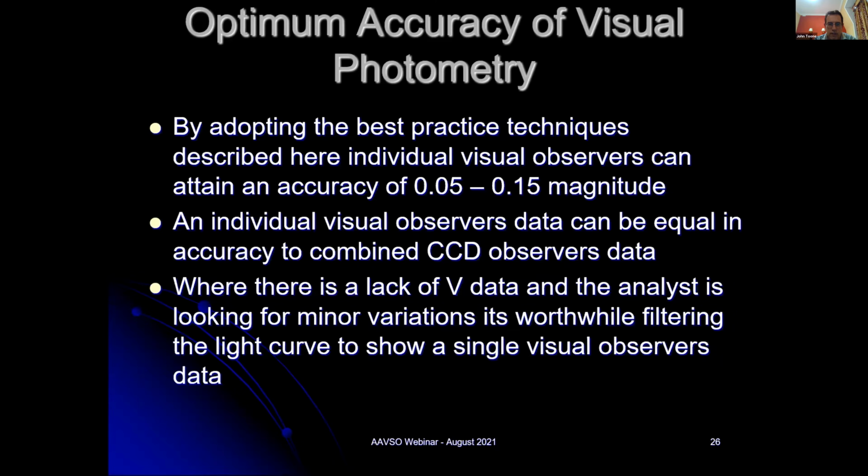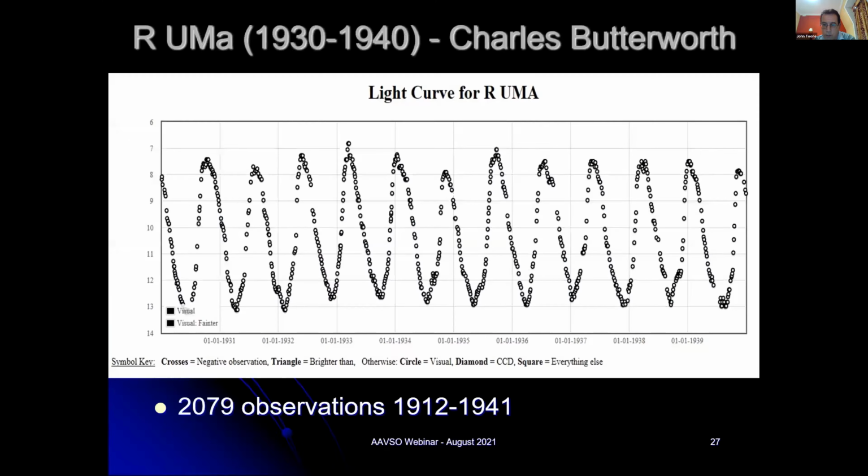I would say that an individual visual observer's data can be equal in accuracy to some combined CCD observer data. And I'll demonstrate that in the light curve in a minute. So where there is a lack of V data and any scientist or analyst is looking for minor variations in the variable, it's worthwhile filtering the light curve to show a single visual observer's data. And again, I'm just going to show that with a few light curves.